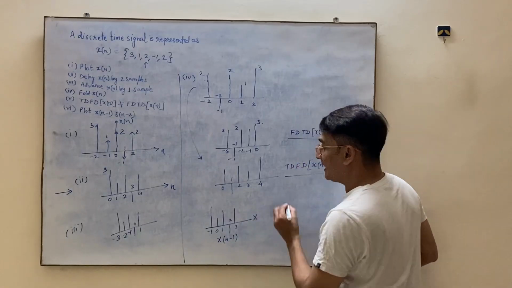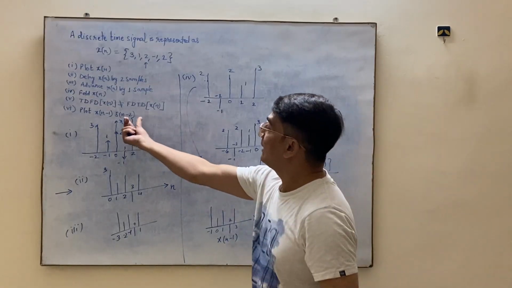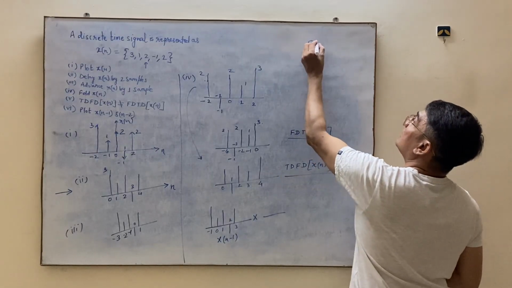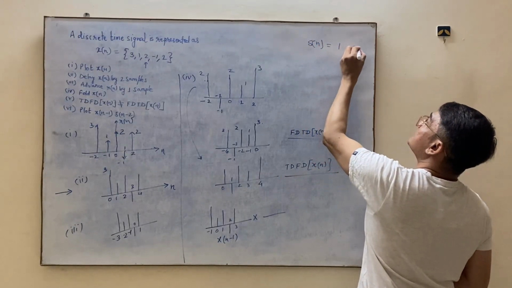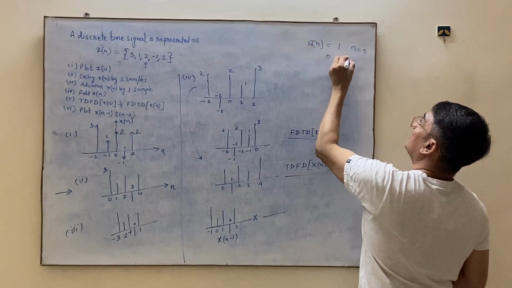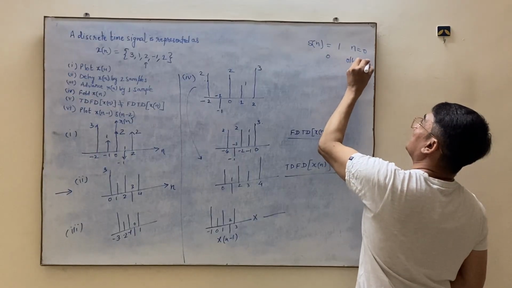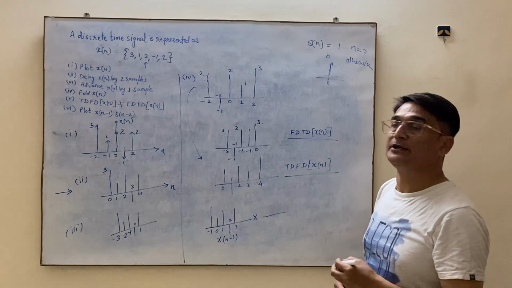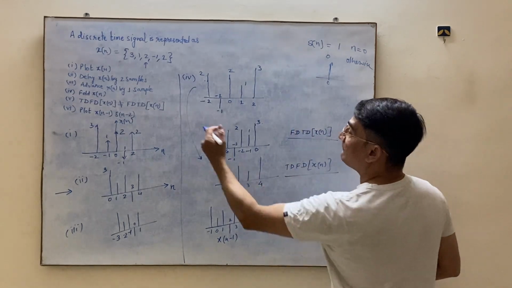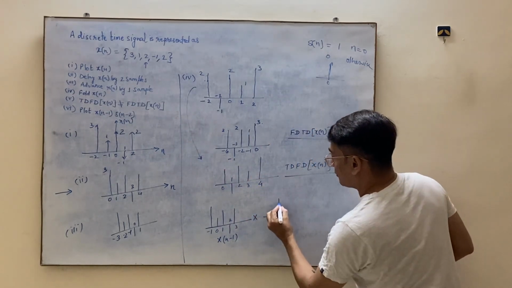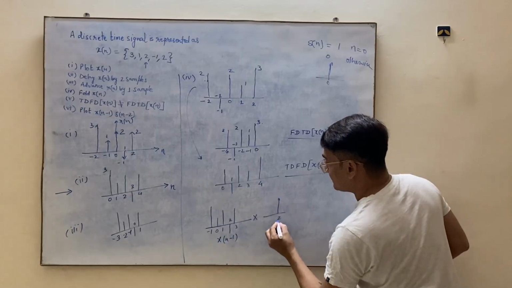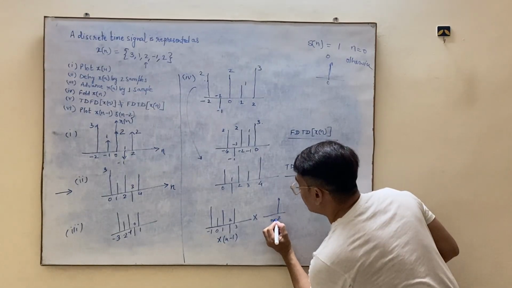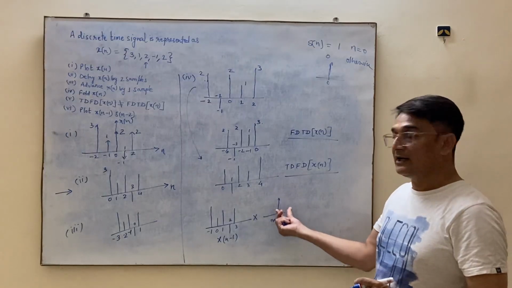Now you have to multiply it with what? δ[n-2]. What is δ[n]? δ[n] is equal to 1 for n equal to 0 and 0 otherwise. This is your δ[n], which exists only at 0. But now you have delayed it, so the value 1 will exist at n equal to 2. So it will give value 1 at n equal to 2.